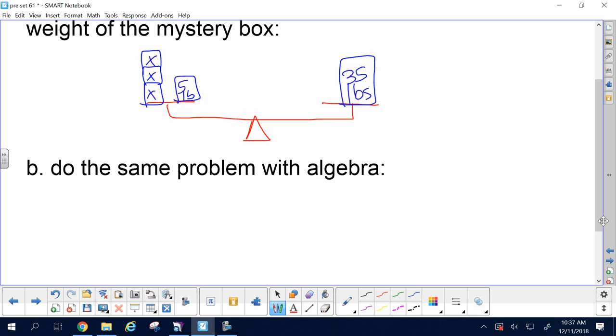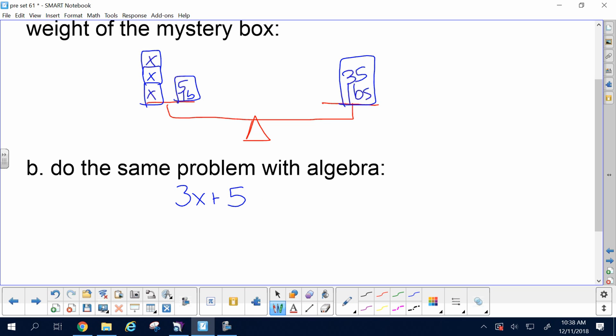What's the total weight of the left side? That's the right side. The left side. What's the total weight of the left side? That's the right side. Yes. 3x plus 5. The total weight of the left is 3x plus 5.